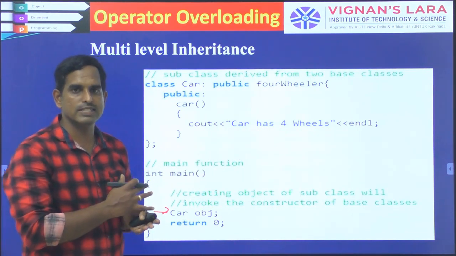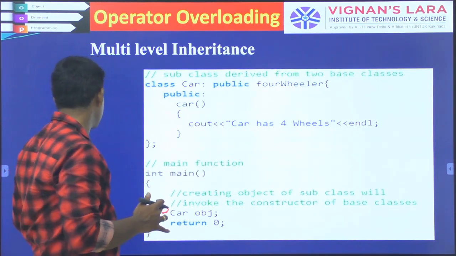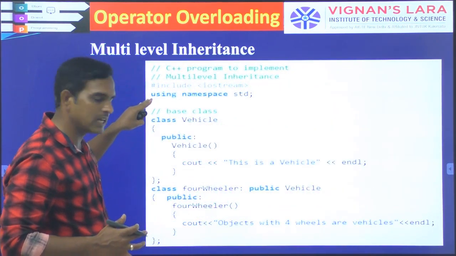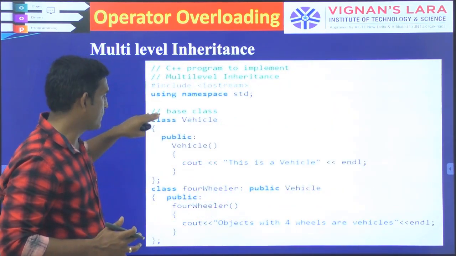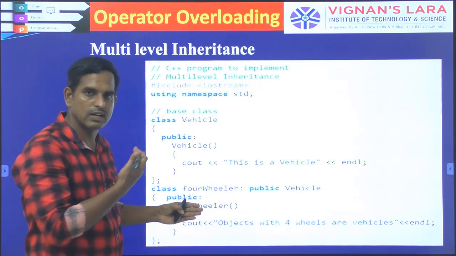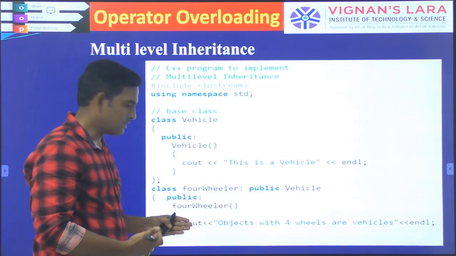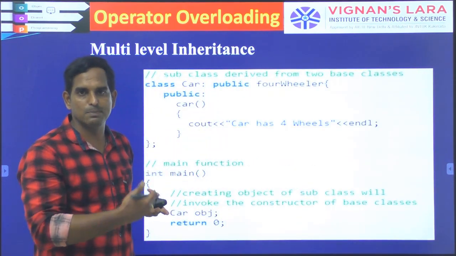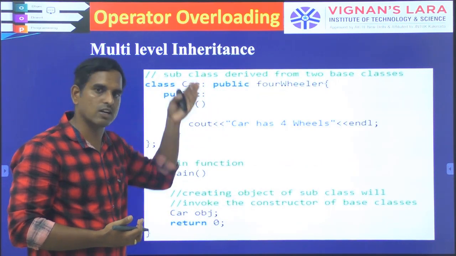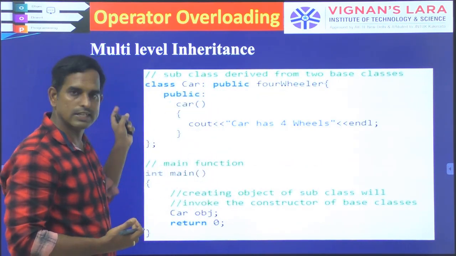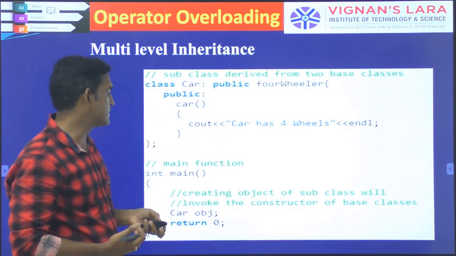What you have to understand from this example is that you can implement multi-level inheritance in this manner, where you have one base class, from that base class you derive another class, and from this class you derive another class. You can have multiple levels of inheritance in this manner, not only three, but some more levels as well. That is about multi-level inheritance.